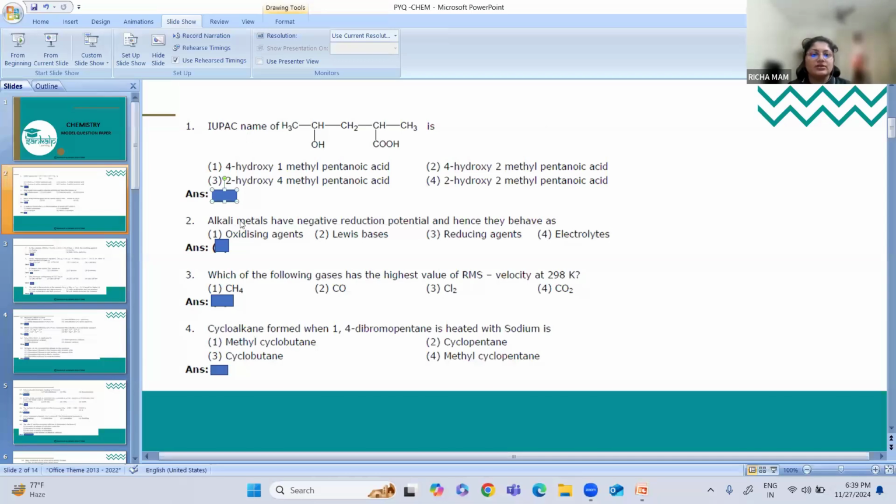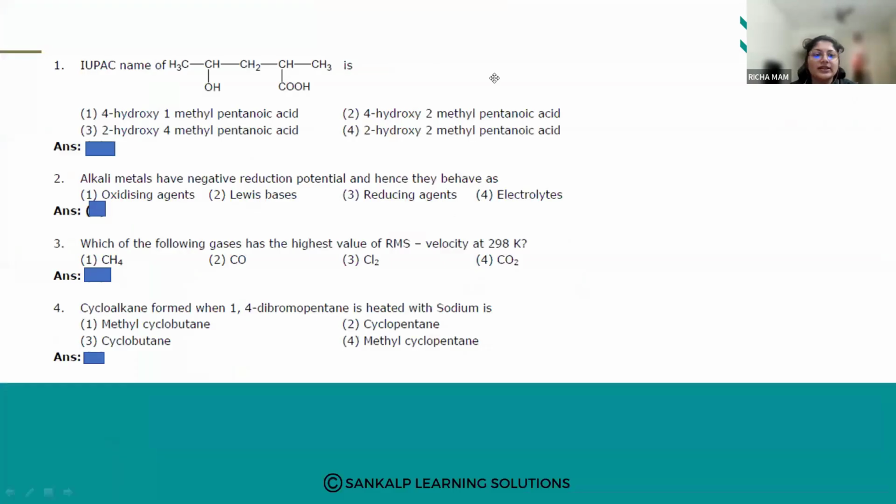Alkali metals have negative reduction potential and hence they behave as 1, oxidizing agent, 2, Lewis bases, 3, reducing agent, and 4, electrolytes.